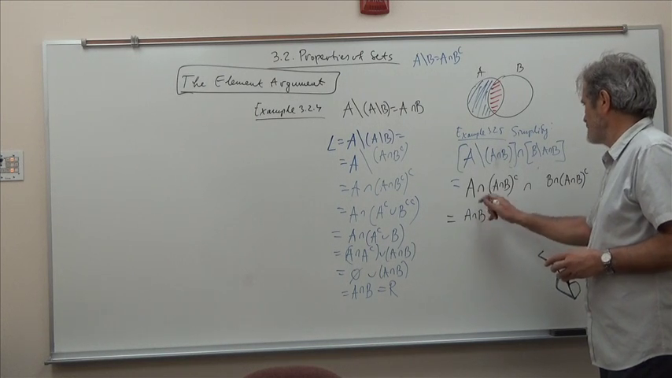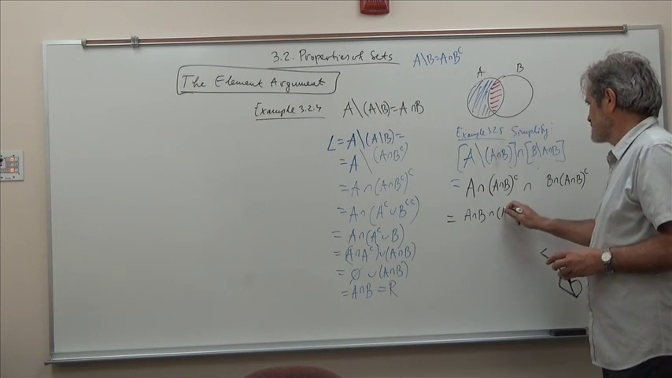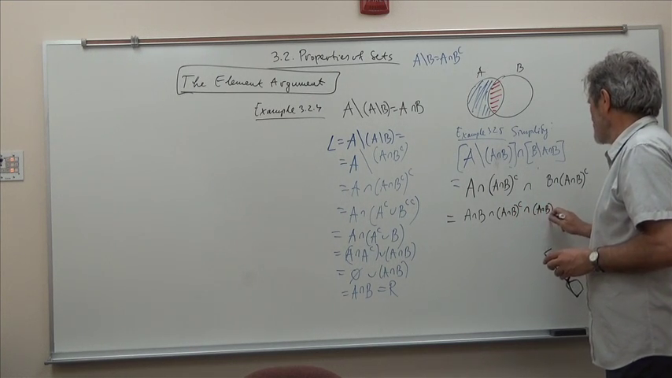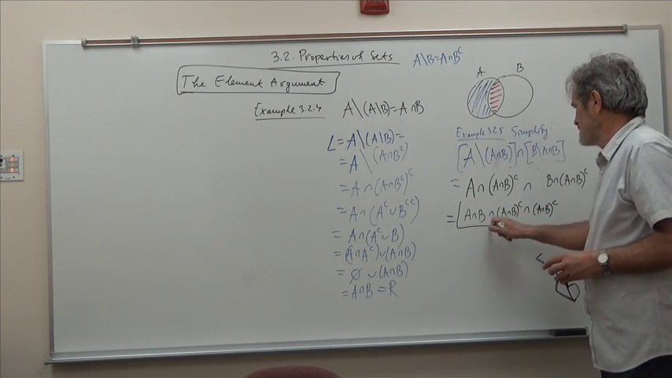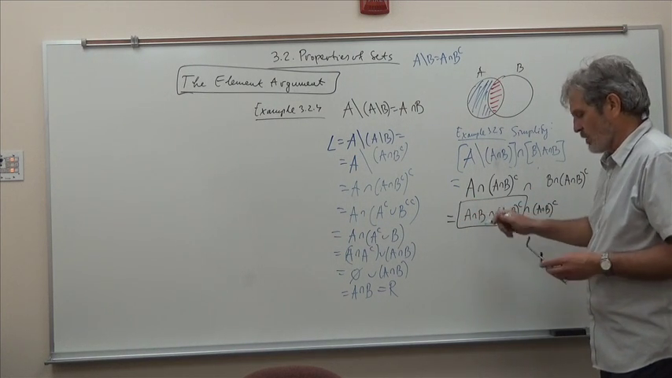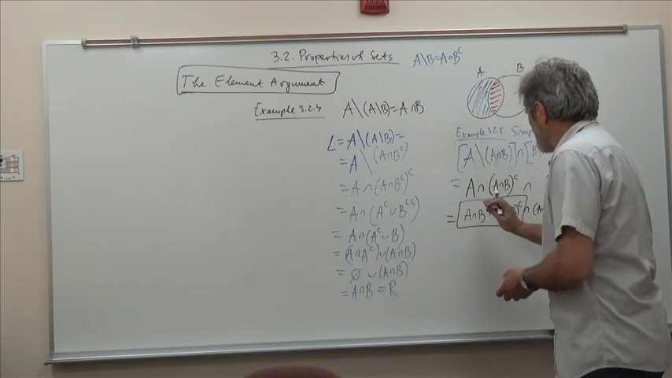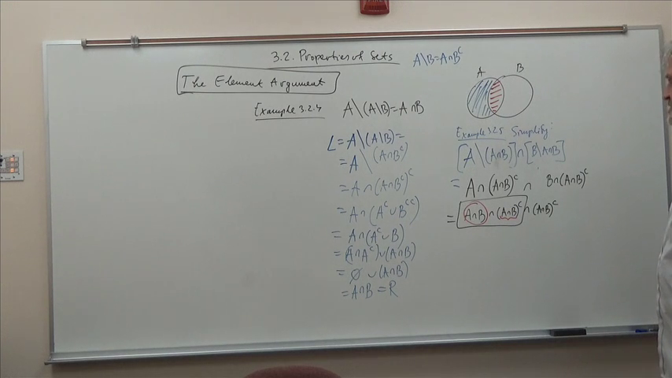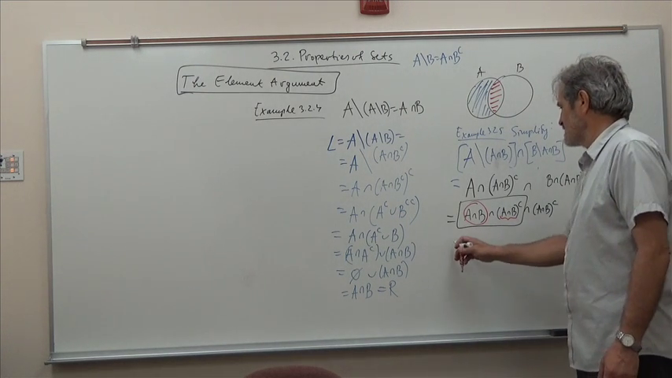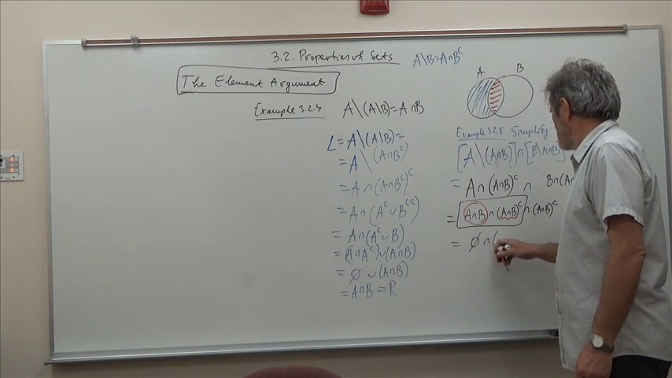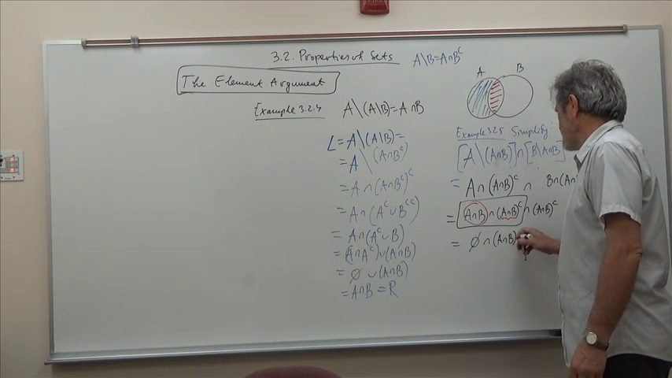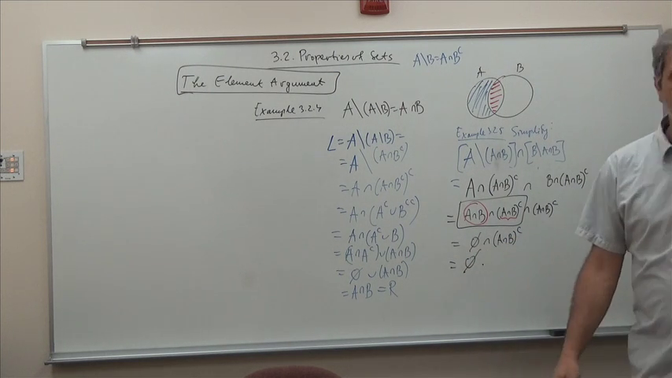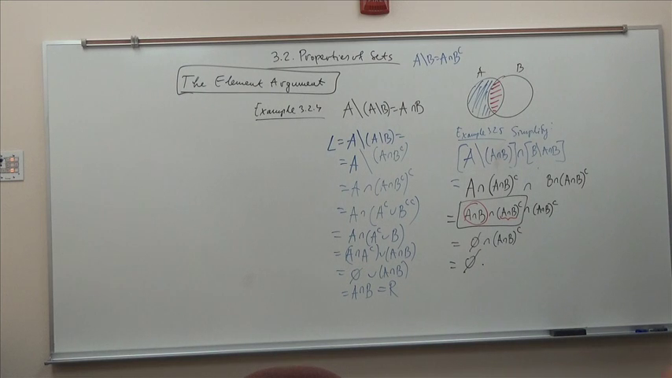So I get A intersection B first, plus A intersection B complement intersection B complement. But what is this? This is a set, however you call it, but that's a set. And this is the complement of that same set. So according to the property that a set intersected with its complement is the empty set, I get the empty set intersection B complement. The empty set intersected with anything is the empty set. Here's our final result in a way.